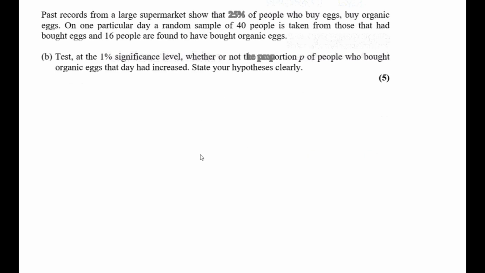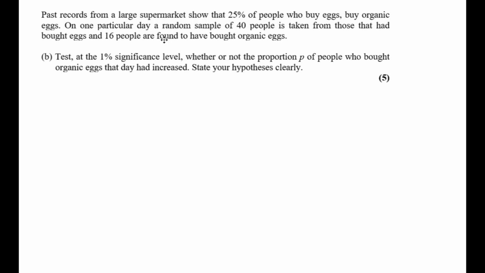Okay, moving on. Past records from a large supermarket show that 25% of people who buy eggs buy organic eggs. On one particular day, a random sample of 40 people is taken from those that had bought eggs, and 16 people are found to have bought organic eggs. Test at the 1% significance level whether or not the proportion P of people who bought organic eggs that day had increased. State your hypotheses clearly.